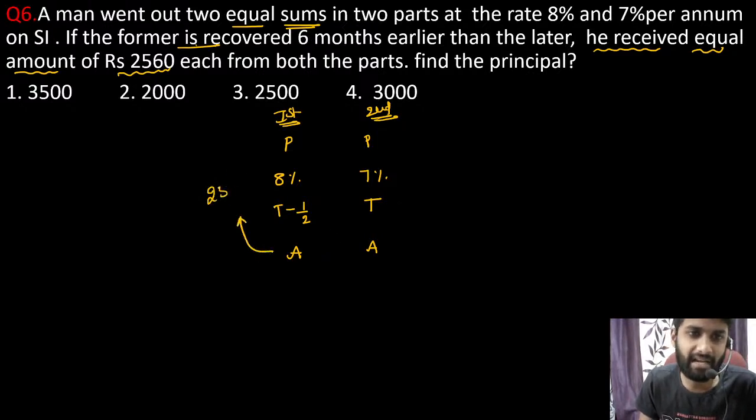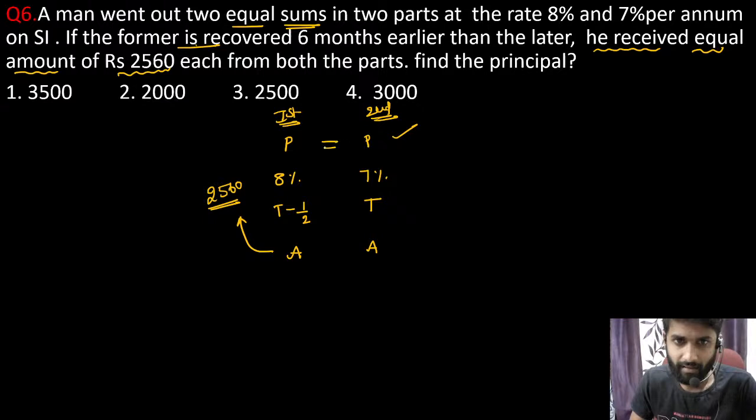The value becomes exactly equal to 2560. That is the information, guys. So there is an equal sum, and the rates of interest are different, and one receives the amount 6 months earlier than the former. Then finally they receive an equal amount. Then what is the meaning of amount here? See, A1 is exactly equal to A2. That is the meaning.